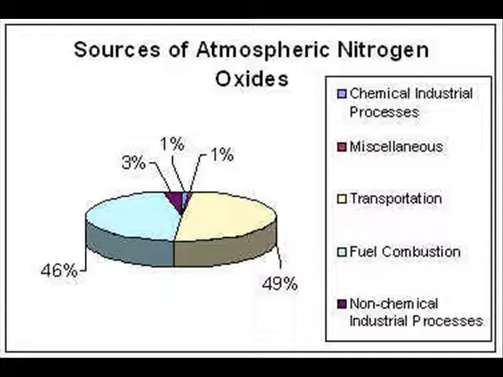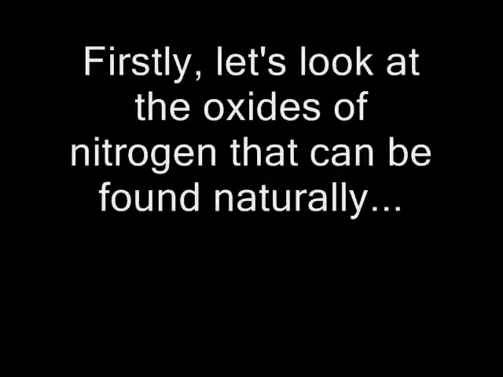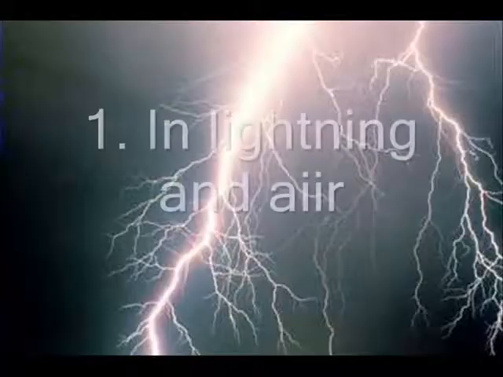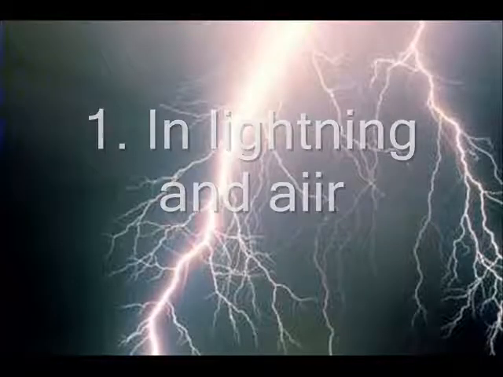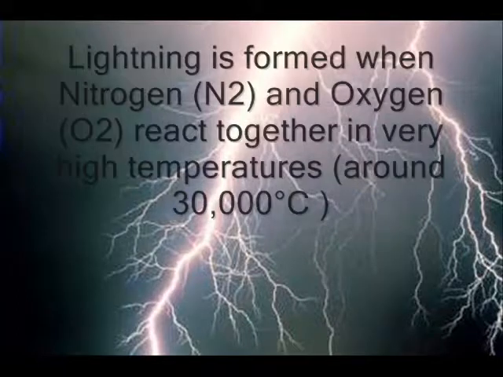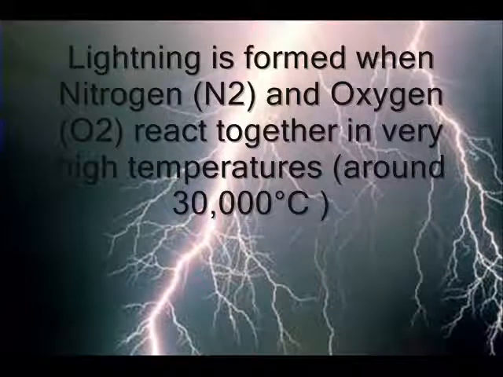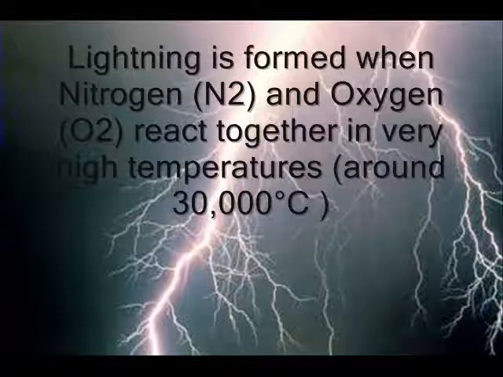Sources of oxides of nitrogen. The natural ones are lightning and air. Lightning is formed from the reaction of nitrogen and oxygen at very high temperatures of about 30,000 degrees. It is formed in flashes during thunderstorms.